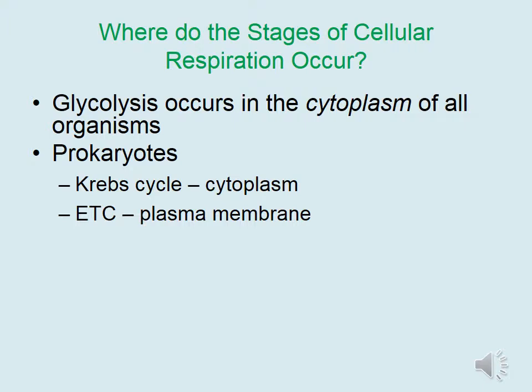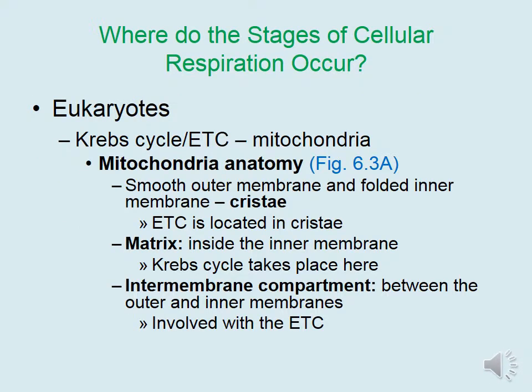Glycolysis, which is the first stage of cellular respiration, occurs in the cytoplasm of all organisms. In prokaryotes, like bacteria, which lack specialized organelles like mitochondria, the Krebs cycle also takes place within the cytoplasm, while the electron transport chain takes place in the plasma membrane surrounding the outside of the cell. In eukaryotes, like humans, our cells have specialized organelles like mitochondria, where the Krebs cycle and electron transport chain take place. Therefore, we should review the anatomy of mitochondria as follows.